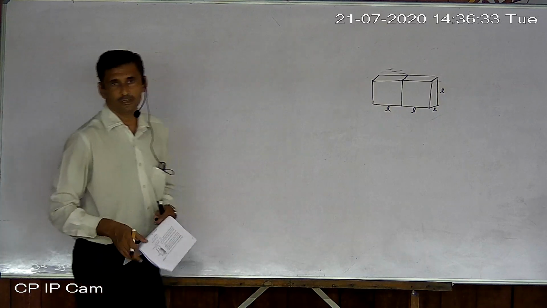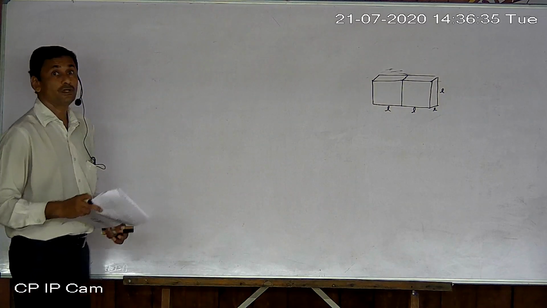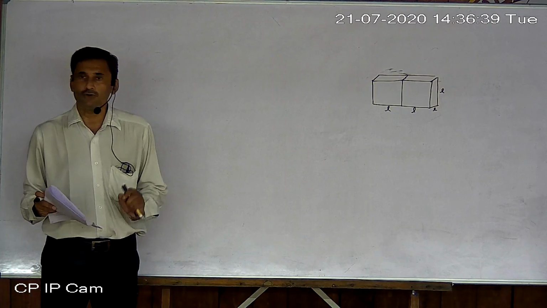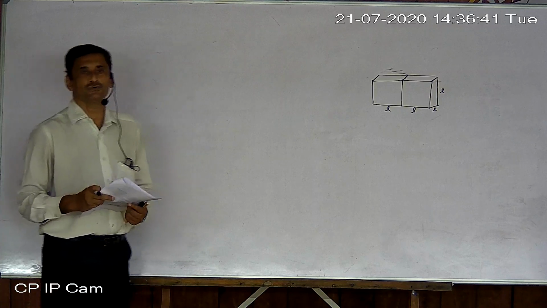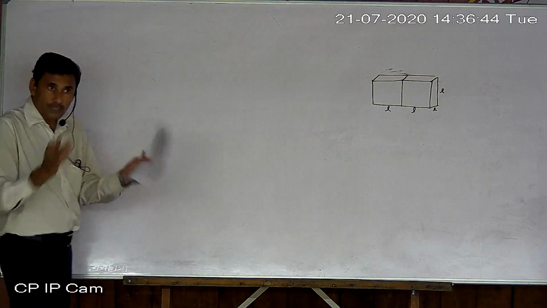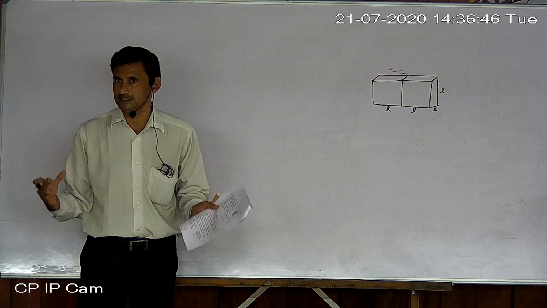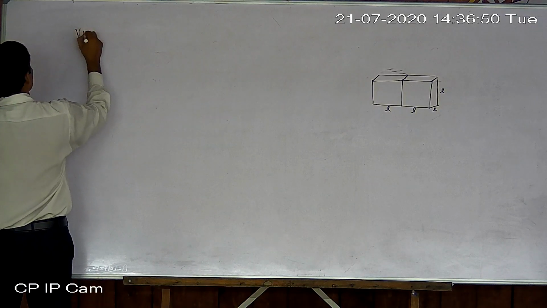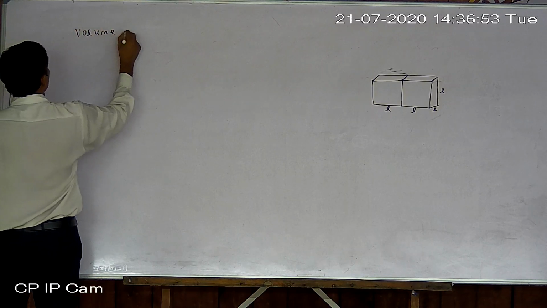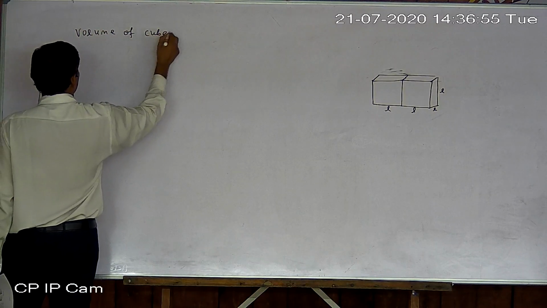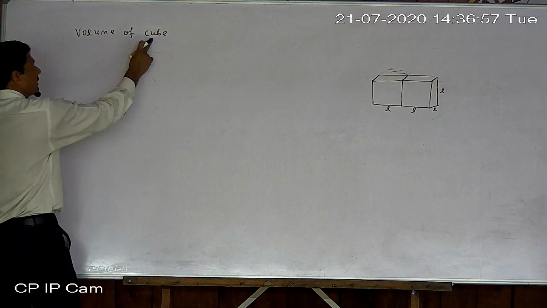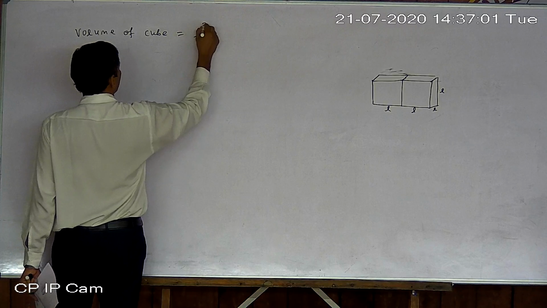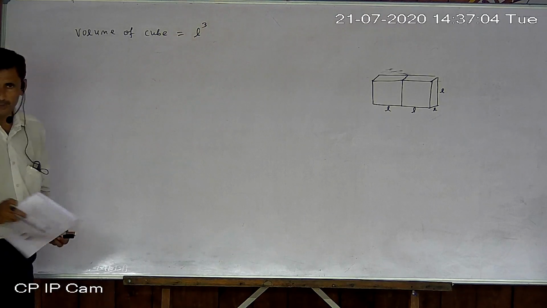But first of all, we don't have the length. Instead of length, we are given volume. So first of all, we have to find the volume of each cube. Then the question of joining them arises. So first of all, write down volume of cube equal to. Not just volume, you have to clear the shape also. So volume of cube is equal to L cube. Okay, that is the formula.